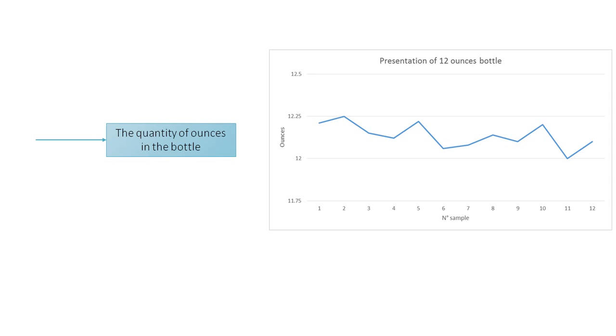So it's not the problem of the operator, it's more likely the problem of the machine, maybe, or maybe the operator. We cannot assume that exactly. So that is the difficult part for the management to investigate, to research why this common cause occurs. In this case, the common cause is the variability of the quantity of ounces in the bottle.